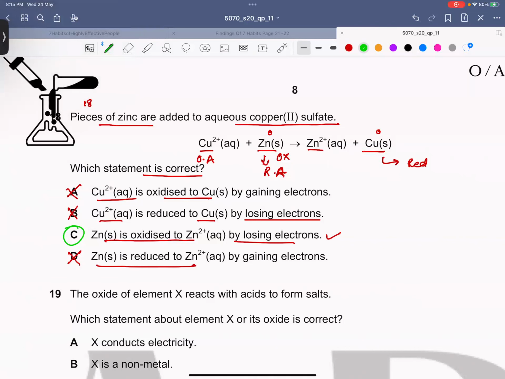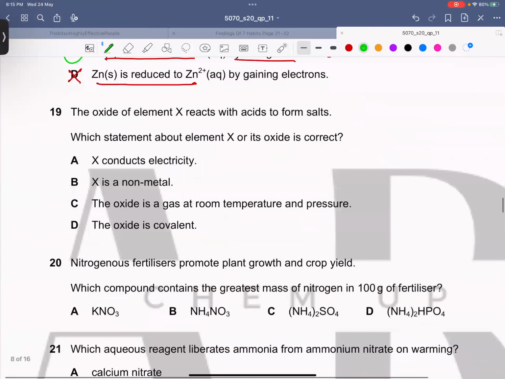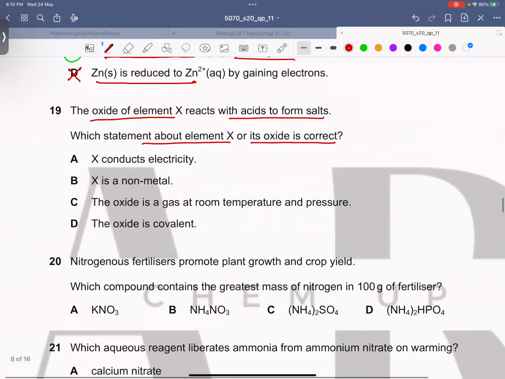Question number 19. The oxide of element X reacts with the acid to form a salt. Which statement about element X or its oxide is correct? A salt is formed when acid reacts with metal oxides. So X is a metal. If we are using the oxide of element X, then X must be a metal. If it must be a metal, then it conducts electricity. So this can be a correct answer. But let's justify the rest as wrong.